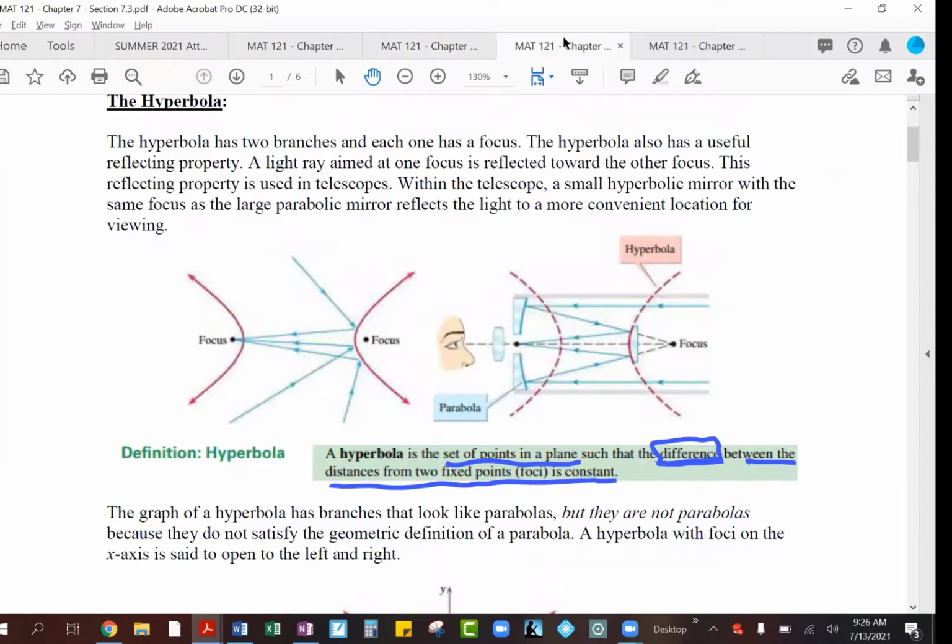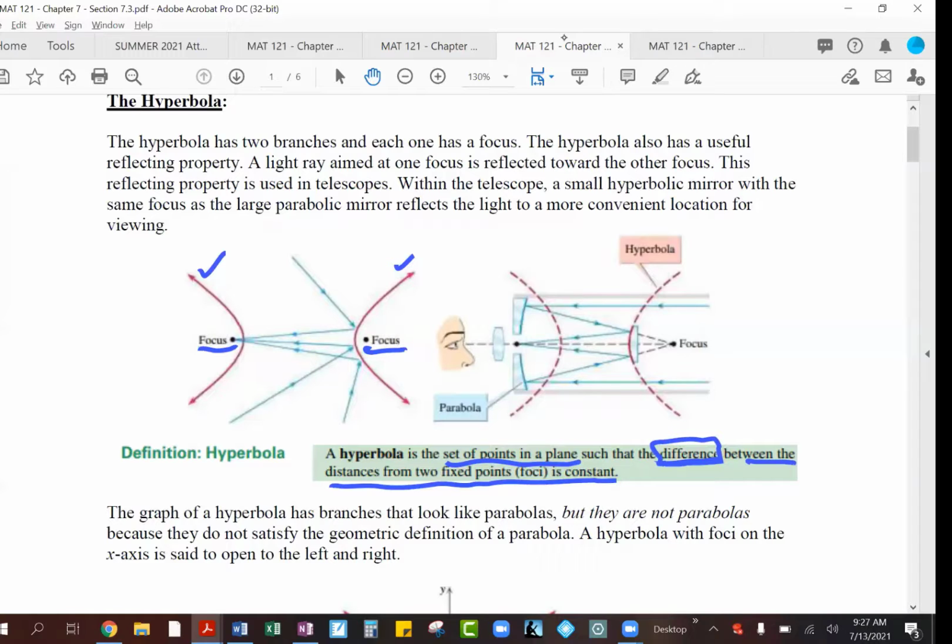So with a hyperbola, you actually have 2 branches. As you can see, each one of these hyperbolas has 2 branches, and each branch will have its own focus. And again, the reflection property works sort of the way it does with an ellipse, but of course it's a different shape, so it's going to behave differently.